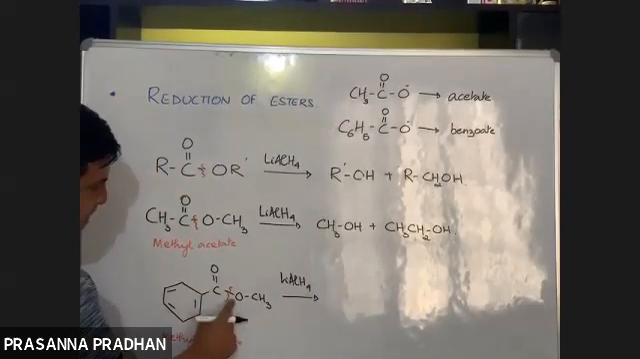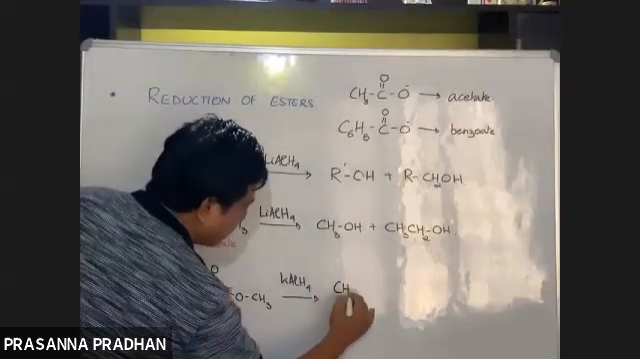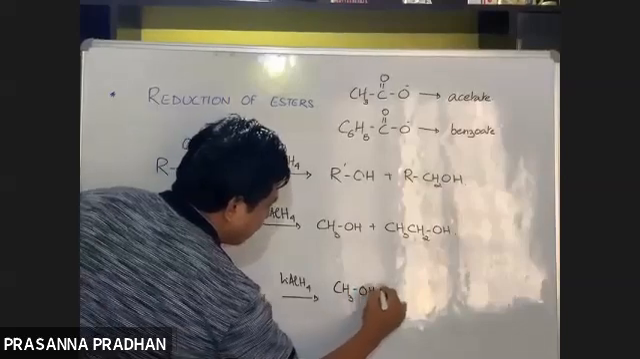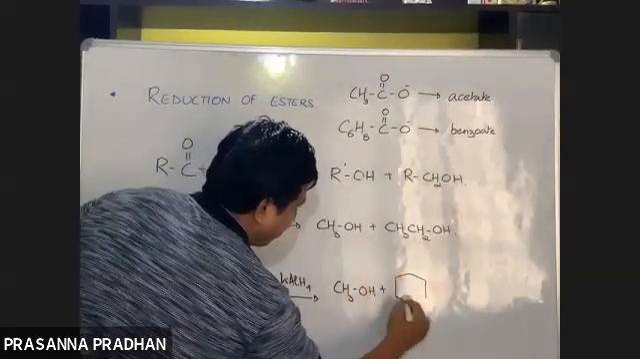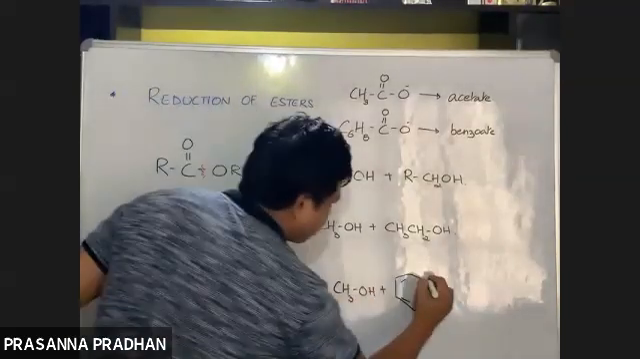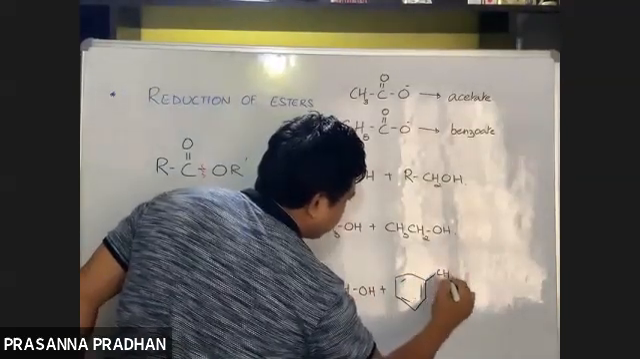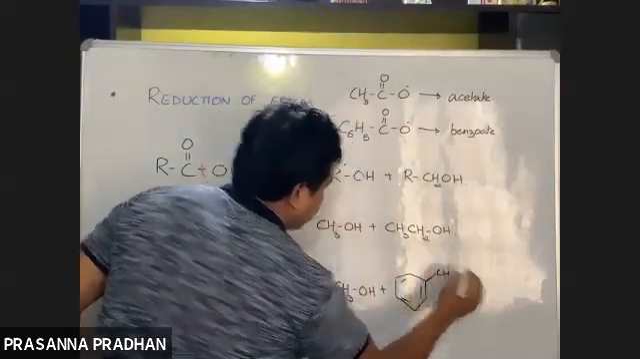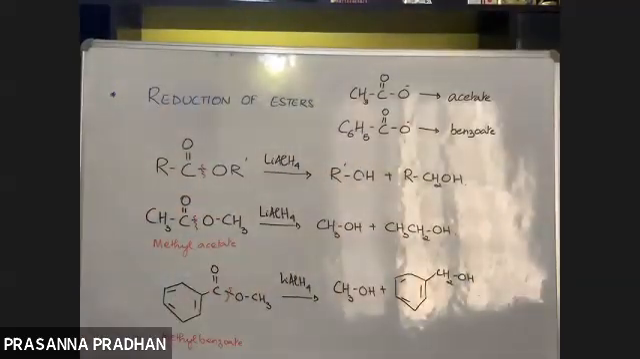This fragment, hydrogen will add here. So we get CH3OH, plus hydrogen will be added across the other carbon atom. So we get CH2OH out here, plus we get CH2OH. So very easy. Just remember the bond cleavage will take place across the C-O bond.